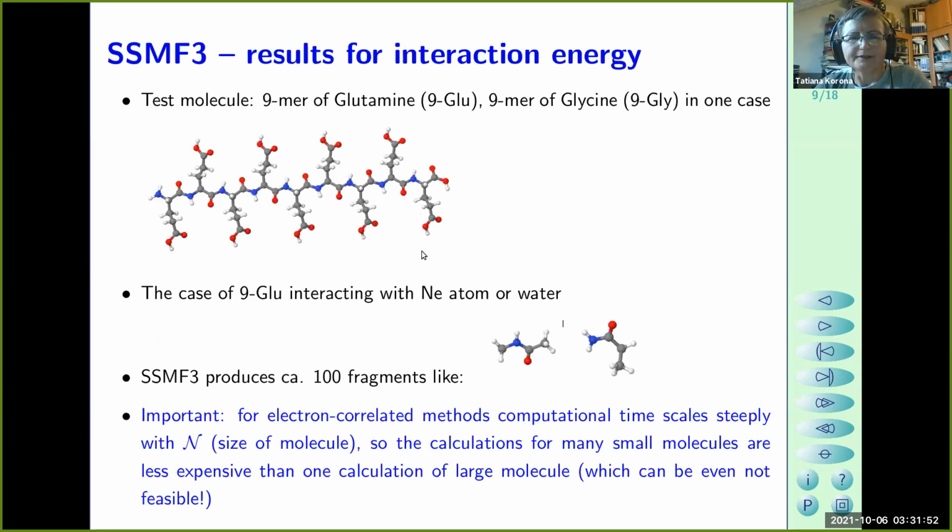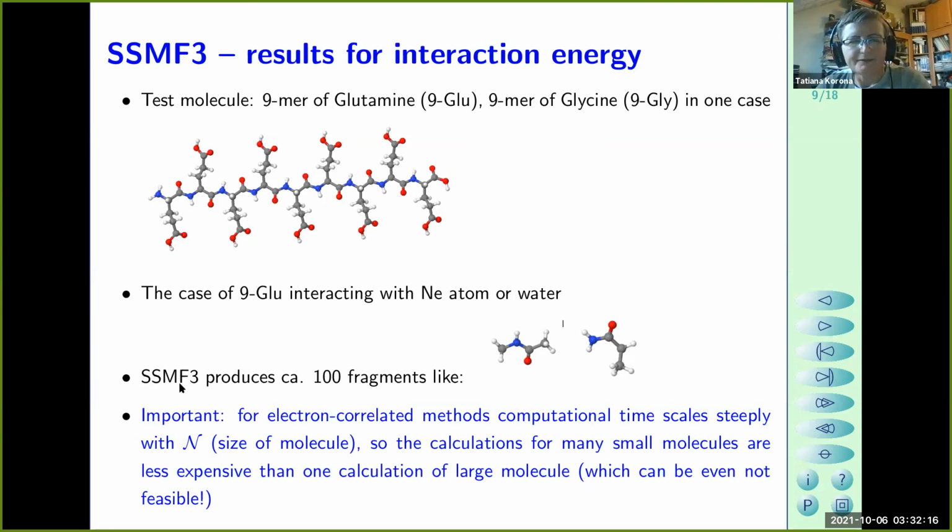So our main test molecule was a 9-mer of glutamine. In one case, we also used a 9-mer of glycine. And we tested the interaction of this molecule with a small partner, actually one atom or water.